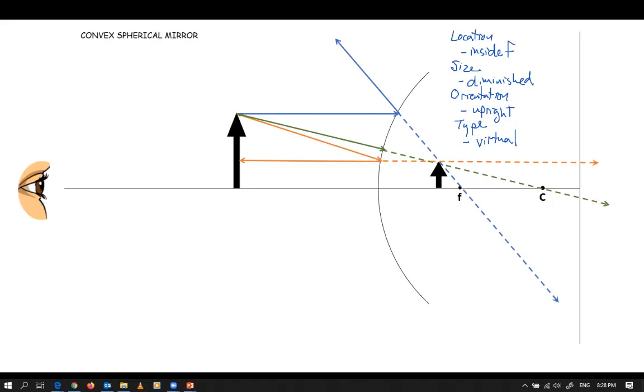With a convex mirror, you're going to have to do that back tracing, and the image is always going to be between F and the mirror. It will always be upright, it will always be diminished, and it will always be virtual.